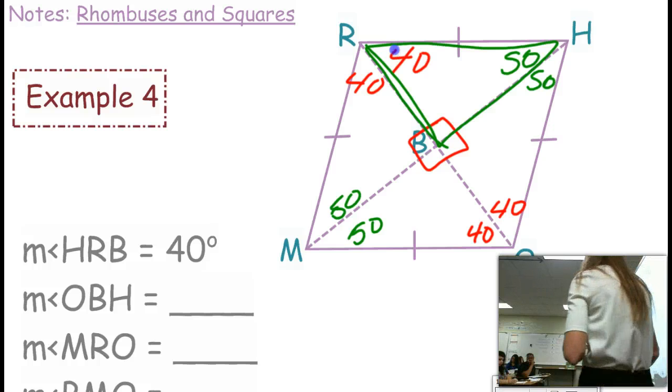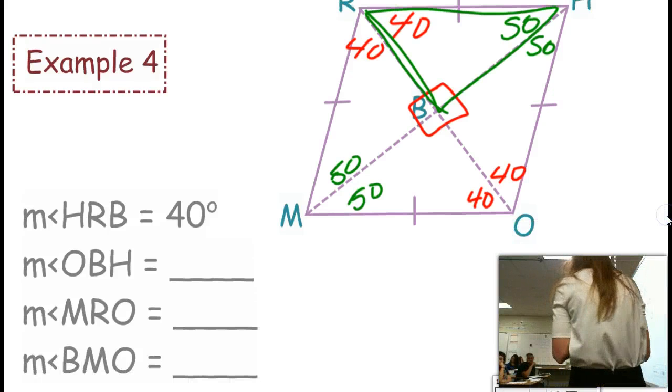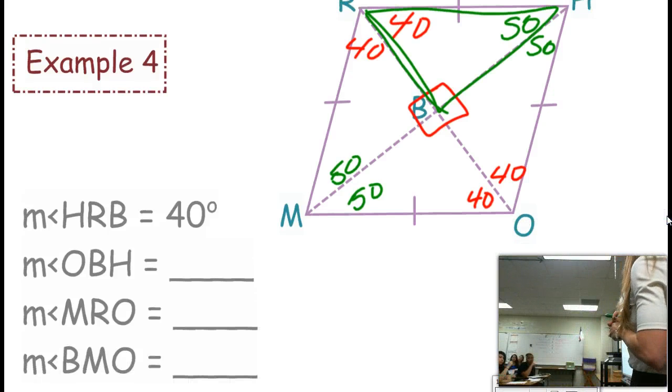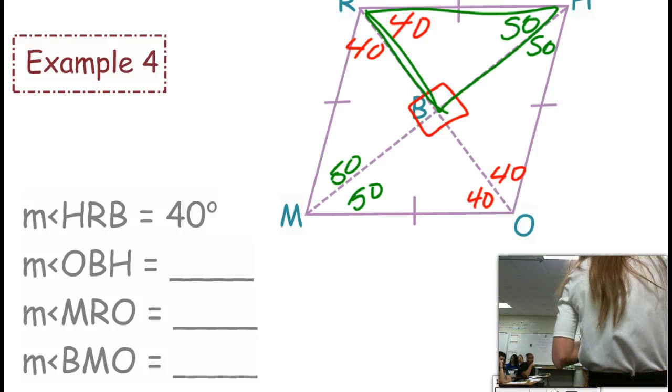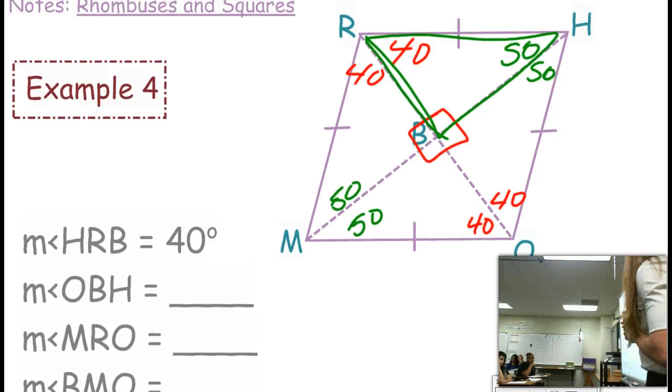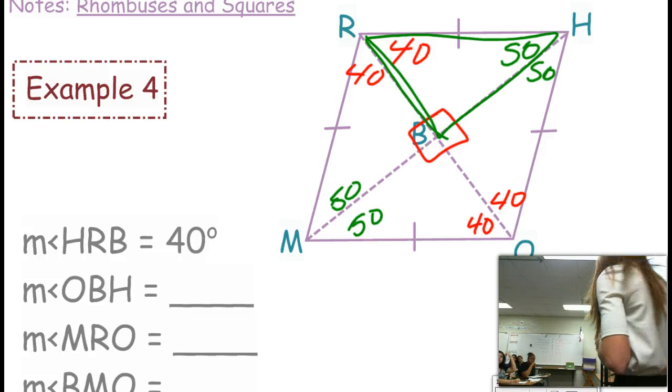Let's just make sure we know how to name these correctly because I'm a little worried about that. John, what's the measure of OBH? It's already labeled. You just have to find the right one. O to B to H. Start here, go to B and go to H. This angle. How much is that angle? I've already marked it. 90.